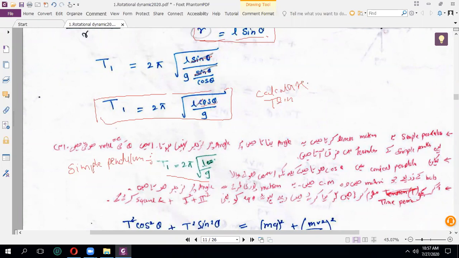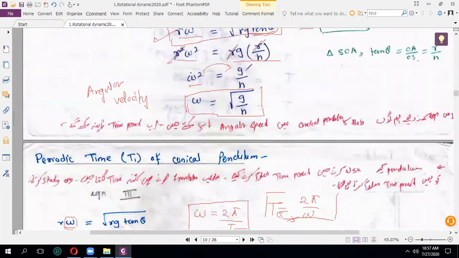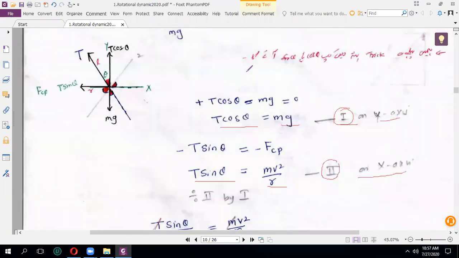What is the trigonometry sign? Cos theta, sin theta, tan theta, correct? So I want to remove this cos theta sign. How to remove this cos theta sign? Again come to the starting position. We know the equation 1 and equation 2.